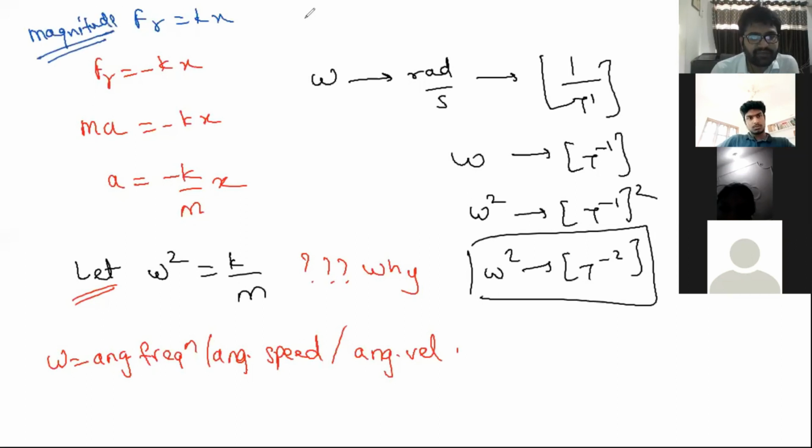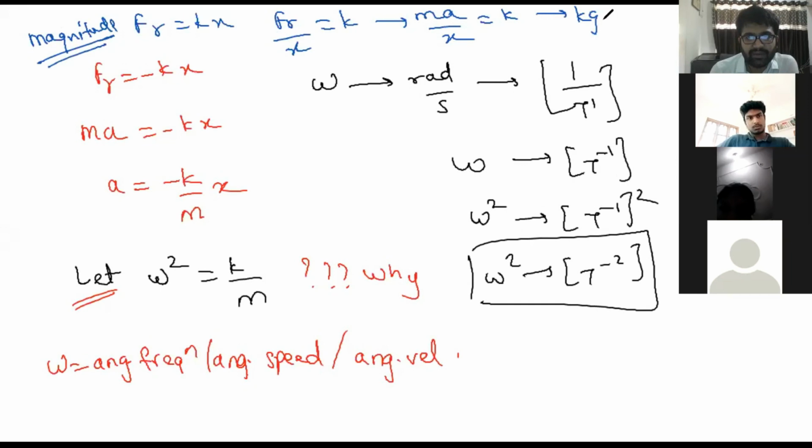Restoring force is k into x. So restoring force upon x is k. What is force? Mass into acceleration. So mass into acceleration upon x is k. What is mass? Kg. What is acceleration? Meter per second square. And what is x? X is displacement, which is meter.